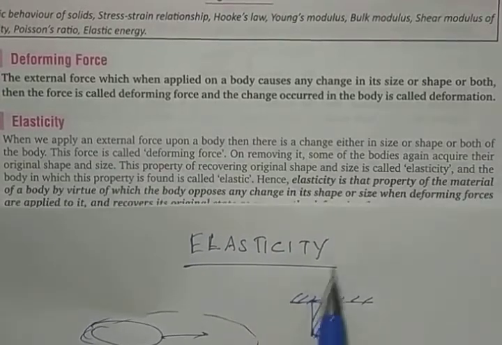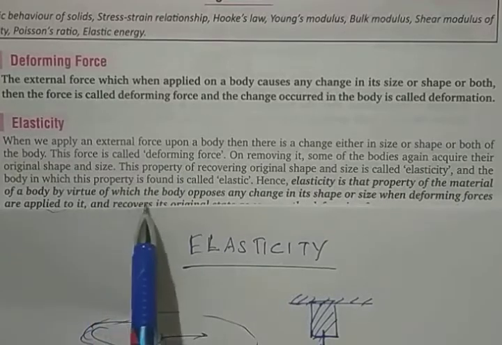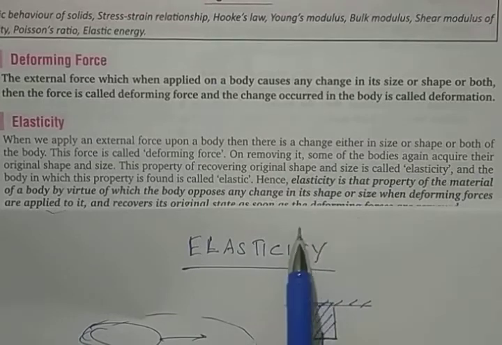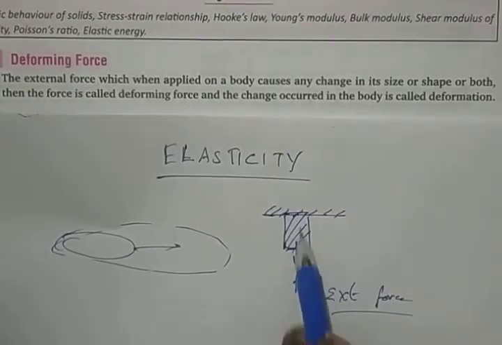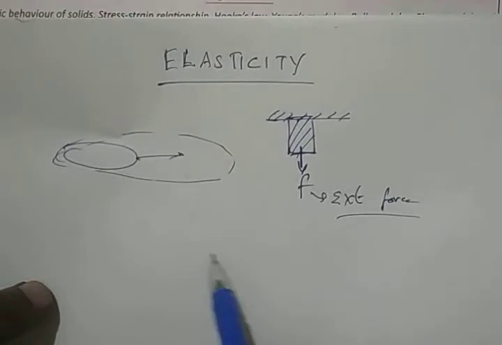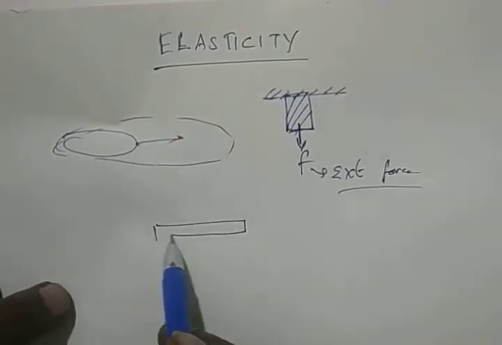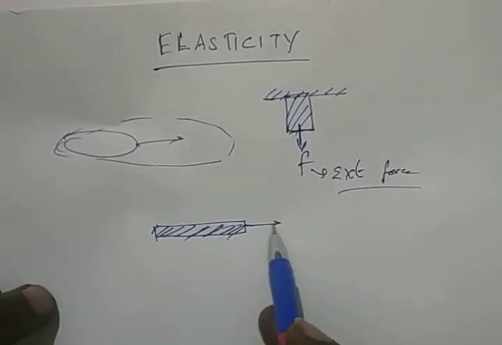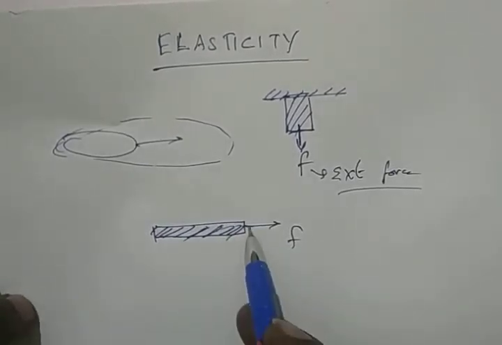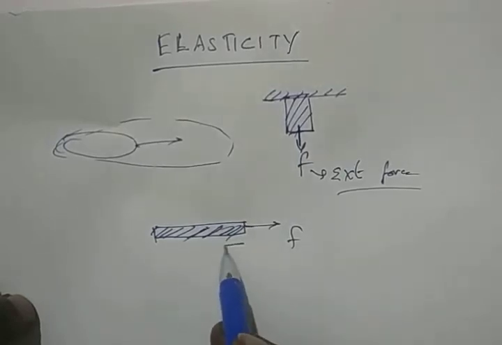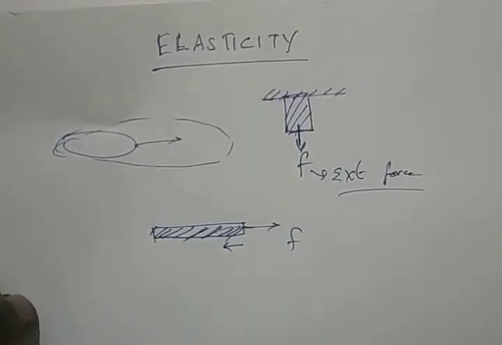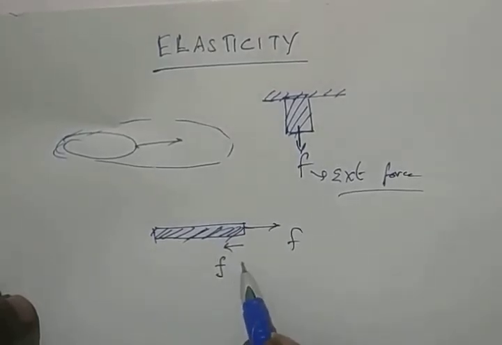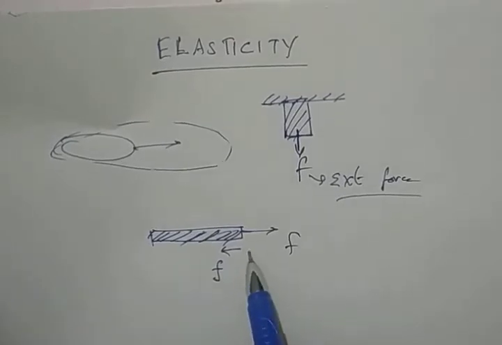Now look at this one. Elasticity is a property of a material by virtue of which the body opposes any change in shape or size. What does elastic mean? You try to pull this body, or maybe a small thick rod, and give a force here, and it doesn't immediately change. It provides an equal and opposite pull, another force F, which is created in between. It doesn't change. So that is called elastic.